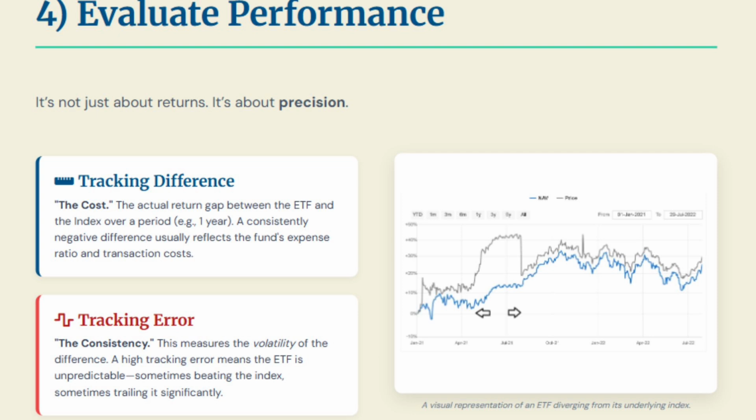Tracking difference is the return difference between the ETF and its underlying index over a given period. It addresses how well the fund tracks the index returns, while tracking error is the volatility of the tracking difference. It reflects how consistent the tracking quality is. Investors tend to benefit from a lower tracking error because it means the tracking difference is more predictable.